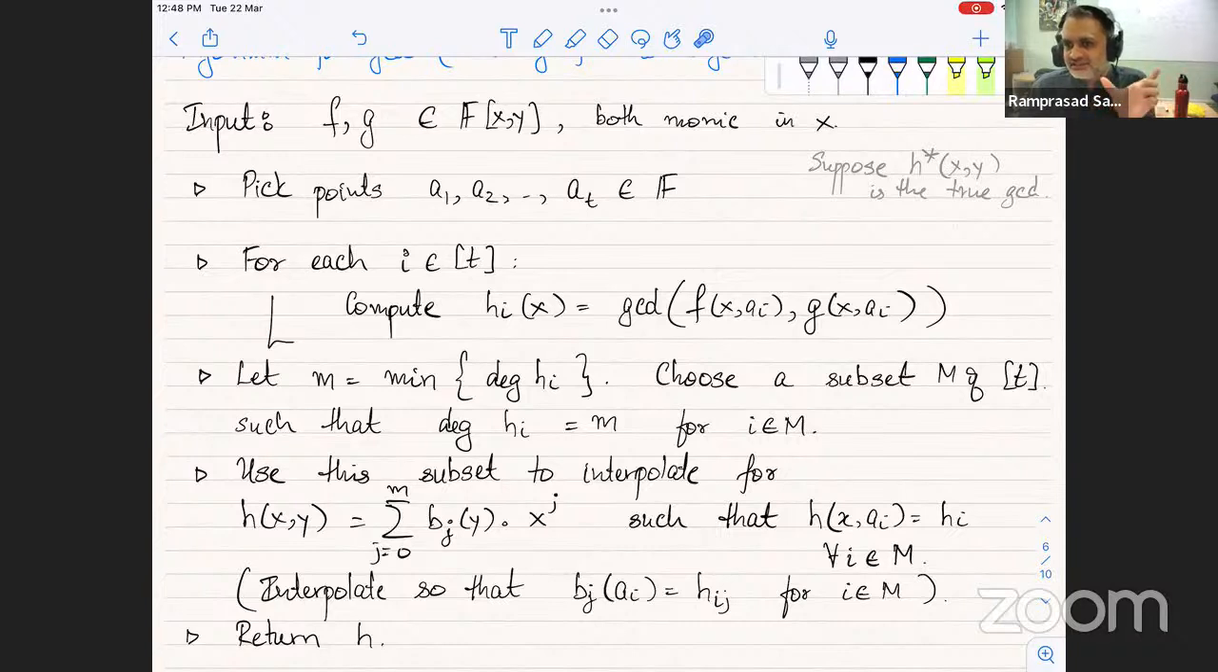Because the GCD is monic, and whether I substitute something or not, the highest degree term is going to stay what it is. That degree is not going to change. But maybe some of them weirdly have slightly different degrees. So among all the HIs that we got in the process, let's look at the HIs that have the smallest degree and collect all HIs that have this minimum degree. In a few minutes, you will see why this is necessary.